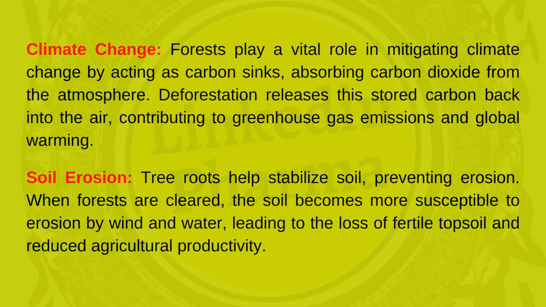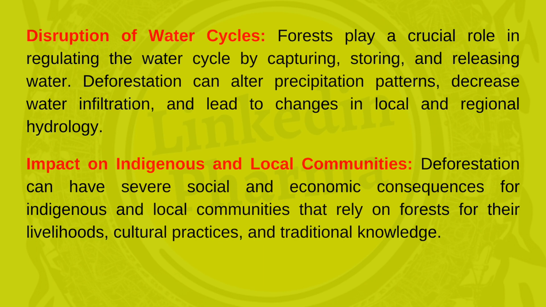Soil erosion. Tree roots help stabilize soil, preventing erosion. When forests are cleared, the soil becomes more susceptible to erosion by wind and water, leading to the loss of fertile topsoil and reduced agricultural productivity. Disruption of water cycles. Forests play a crucial role in regulating the water cycle by capturing, storing, and releasing water. Deforestation can alter precipitation patterns, decrease water infiltration, and lead to changes in local and regional hydrology.